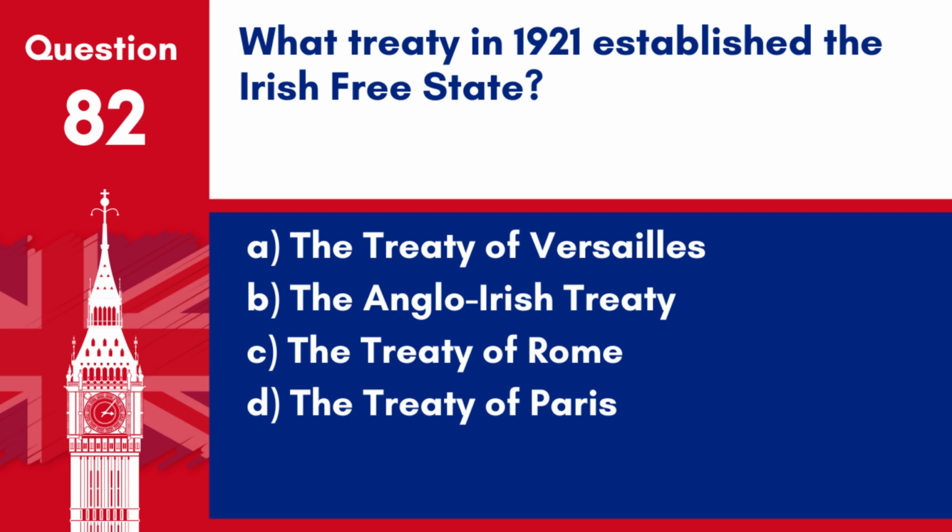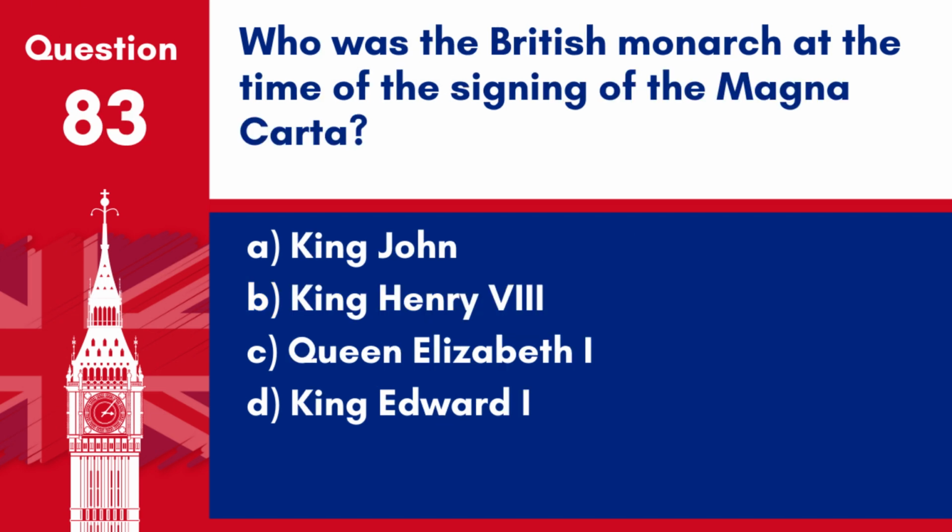Answer B. The Anglo-Irish Treaty. The treaty in 1921 that established the Irish Free State was the Anglo-Irish Treaty. Question 83. Who was the British monarch at the time of the signing of the Magna Carta?